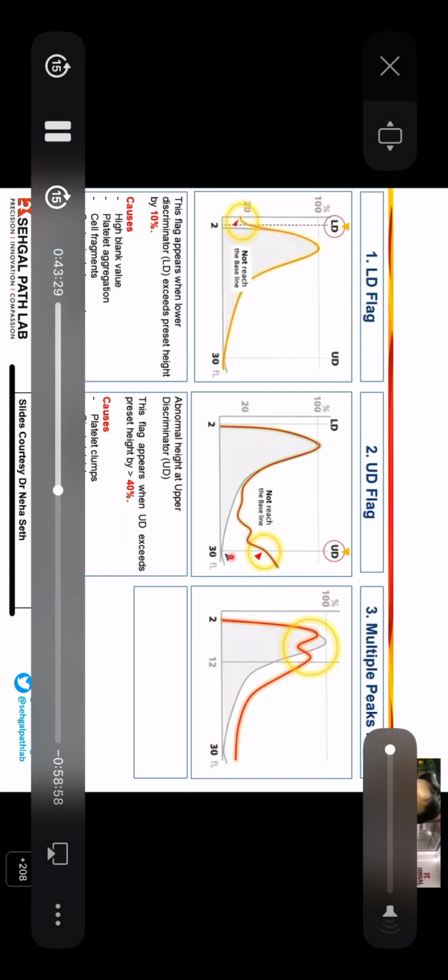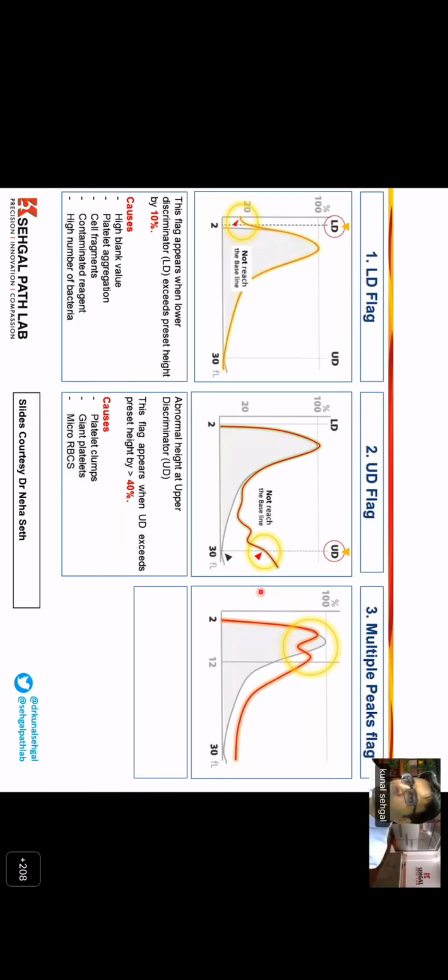So as I said, the machine does not know whether it is platelet or RBC. Machine only knows size. So when you are seeing variation over here in this area, it is either a bigger particle from the platelet side, which means either giant platelet or platelet clump, one of the two, or smaller particles from the right side, which is the RBC side. So smaller RBC can be microcytic RBC. It can be RBC fragments.